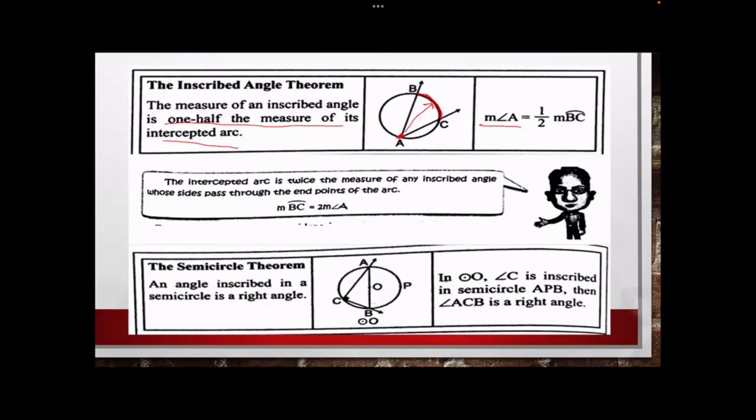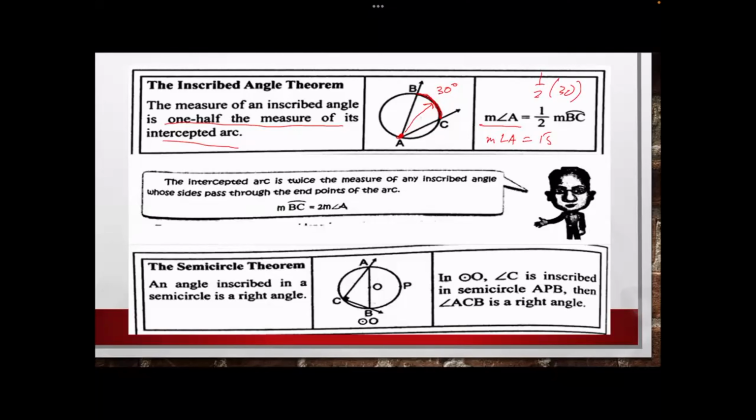Now, if your arc BC is 30, what will be angle A? Anyone? Yes, Anton. 15 po. Okay, so the measure of angle A is equal to 15 kasi 1/2 of 30 is 15.